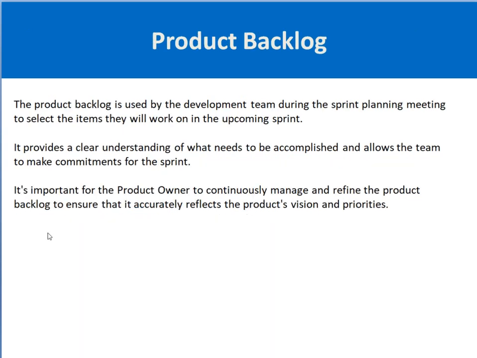So in summary, the product backlog is used by the development team during the sprint planning meeting when they are going to start the sprint, to select the items they will work on in the upcoming sprint. It provides a clear understanding of what needs to be accomplished in this sprint. A sprint is a 3 to 4 week time period in which we develop things, and based on the product backlog, the sprint backlog is created and the commitments are made for the next upcoming sprint.